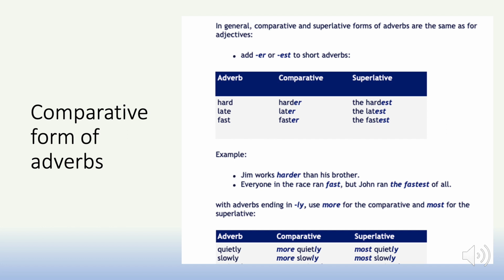Late, later, latest. But when you have more than two syllables for the adverb, you use more and most, or less and least. So quietly becomes more quietly, most quietly. You don't say quietlier, quietliest. It is more quietly and most quietly. Slowly, more slowly, most slowly.